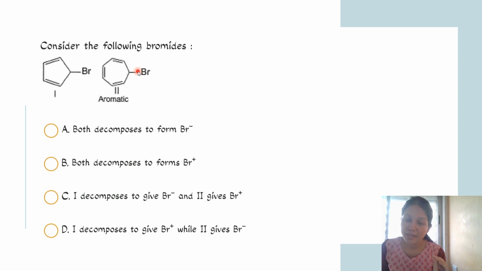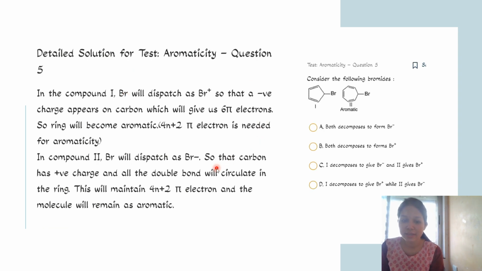while the breaking will be favorable only if you get a positive charge at this position. Okay, because what happens if you put the positive charge here, you have 6 pi electrons delocalizing across the system, which will lead to the formation of an aromatic system. So here you cannot eliminate Br plus, rather you have to eliminate Br minus in this system. Okay, so this is the complete explanation written down here.